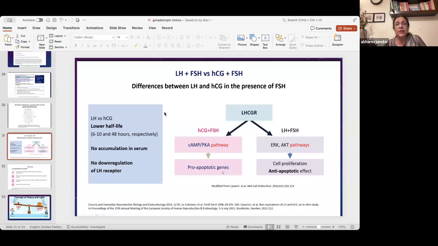And if it has risen, then you can think whether you want to cancel a fresh transfer or go ahead with the fresh transfer. But if the stimulation is very strong and the E2 levels go up a lot, progesterone also tends to rise in such cases.